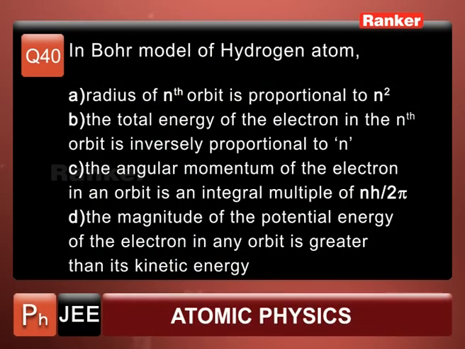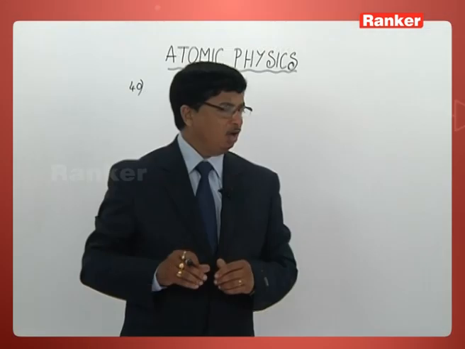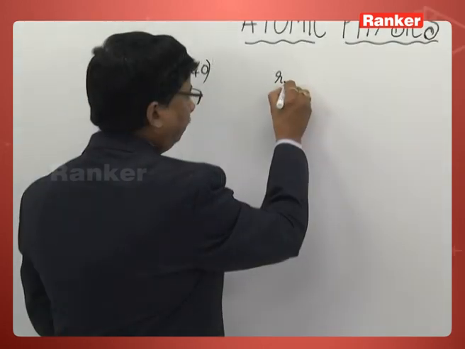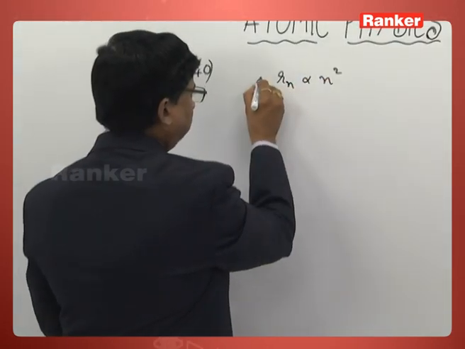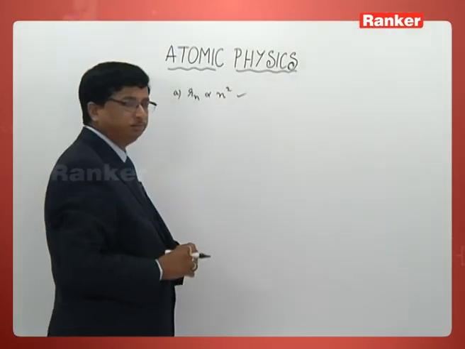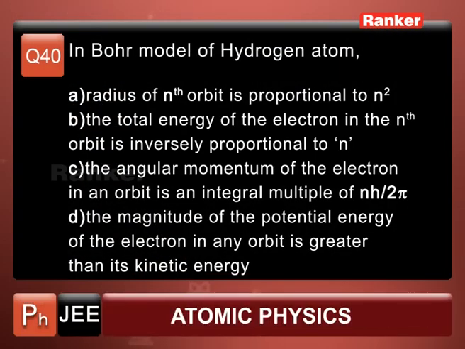Now I will read out first of all, in Bohr's model of hydrogen atom, there are 4 options given. Let me read out each and every option and try to identify which is the correct one. In fact, it is a multiple answer type of question. The very first option: radius of nth orbit is proportional to n square. Is it true or false? First and foremost, identify that. Already I have given you that the radius of the nth orbit is directly proportional to n square. That 100% is true. So the first option is correct.